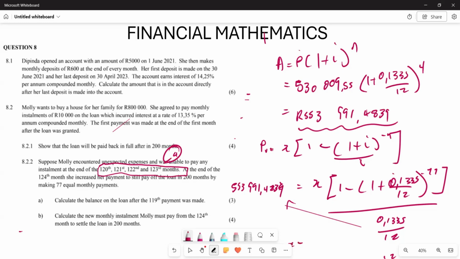The x amount of money means Molly is now going to pay 10,748.55. The 10,748.55 is the amount of money that is going to settle the 4 months gap that Molly was still owing. Which means Molly is still going to be in a position to pay this for 200 months. Hopefully all of this makes sense and you're in a position to answer all these types of questions. Thank you very much.